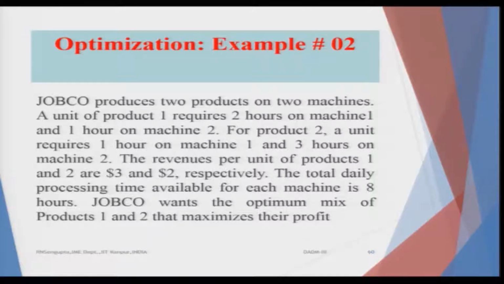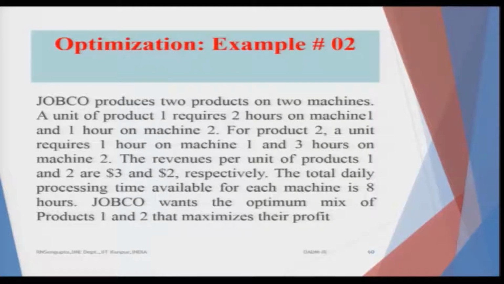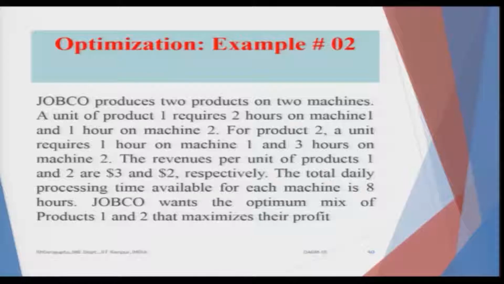The total daily processing time available for each machine, and remember this is important, is 8 hours per day. That means machine 1 also has 8 hours considering the shift. Obviously, if 3 shifts were continuing, it would have been 8 into 3, 24. If there are 2 shifts, it will be 8 into 2, 16. So, considering only one shift, you have a maximum of 8 hours per machine per day. And the company wants to optimize. What is the word optimization? I am going to come to that later.